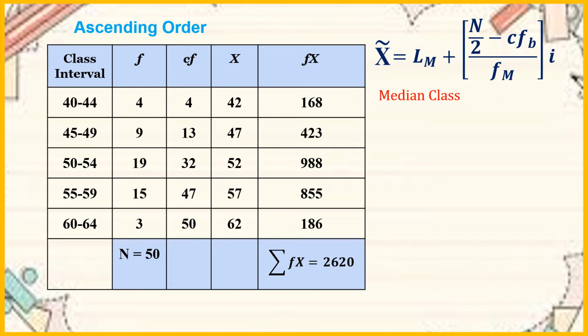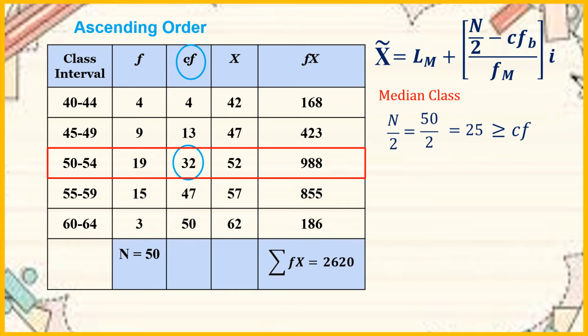To determine the median class, if you can remember, we are going to divide n by 2. So 50 divided by 2 is 25. And then looking at the CF, we are going to determine the first number which is greater than or equal to 25. Which is the number greater than or equal to 25? The first one is 32. So this is the median class, 50 to 54.